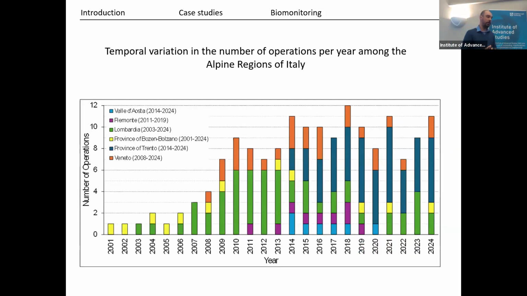And also, when you look at the Italian situation, you can see that the number of sediment flushing operations increased over time. In this graph, you can see the number of these operations among the different Alpine regions of Italy. You can see some differences from one region to another, but in general, from 2001 to 2024, the total number increased. Again, this demonstrates that sediment flushing operations are a very strong and current challenge in the management and conservation of alpine rivers.